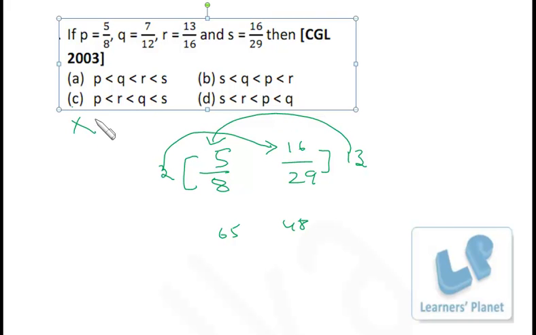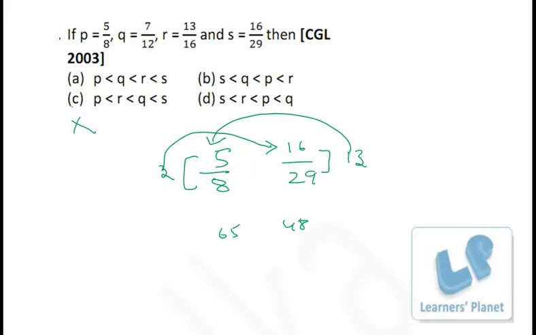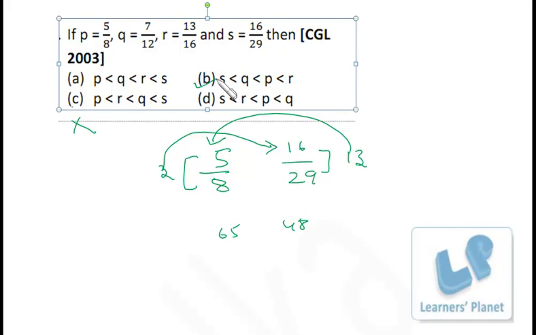In the remaining two options, S is smallest, so we don't have to consider S now. Now we consider P and Q. P is 5 by 8 and Q is 7 by 12. Here you can go for cross multiplication because that's very easy in this case. 12 fives are 60 and 8 sevens are 56, right? So P is greater than Q. We have P greater than Q in this option, so this is our correct choice. These two we have already eliminated. So no need to work further.